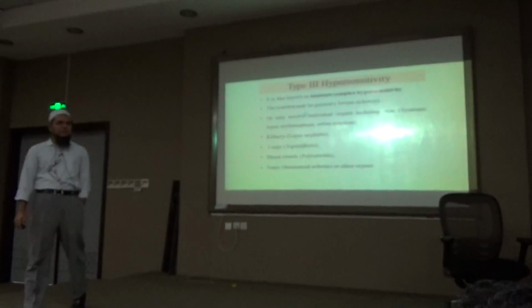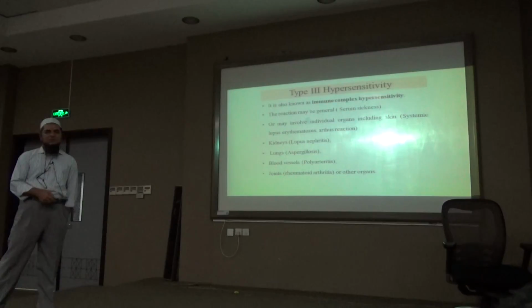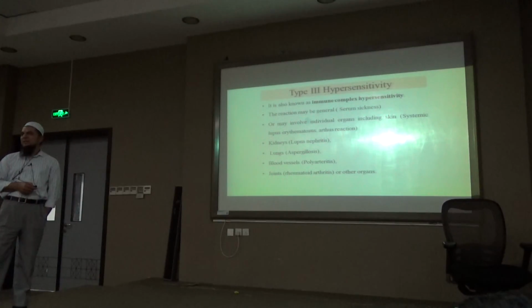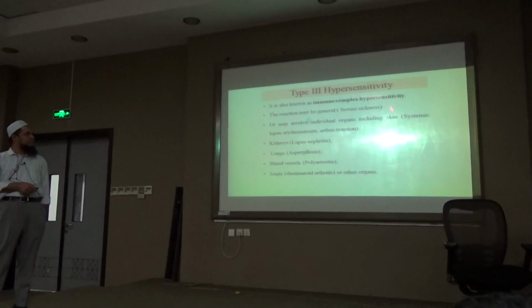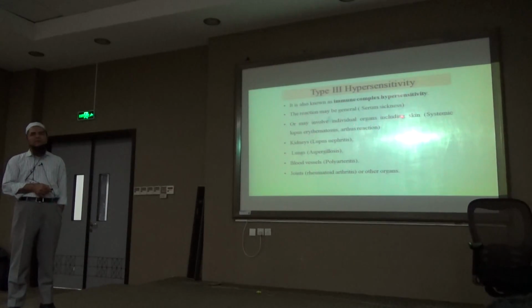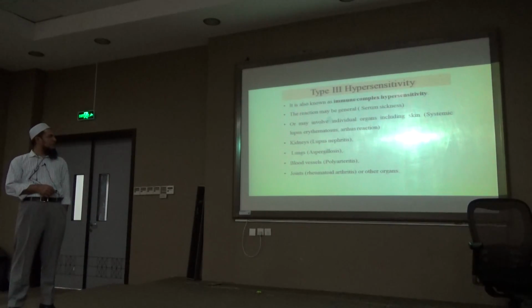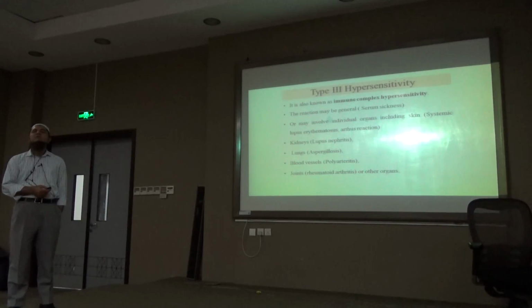The type 3 hypersensitivity reaction is immune complex hypersensitivity. If it is generalized, we call it serum sickness, or it may involve individual organs, so we call it localized, like SLE, Arthus reaction. If it involves the kidney, it causes nephritis. If it involves the lungs, we call it aspergillosis. If it involves blood vessels, we call it polyarteritis nodosa. If it involves the joints, we call it rheumatoid arthritis.